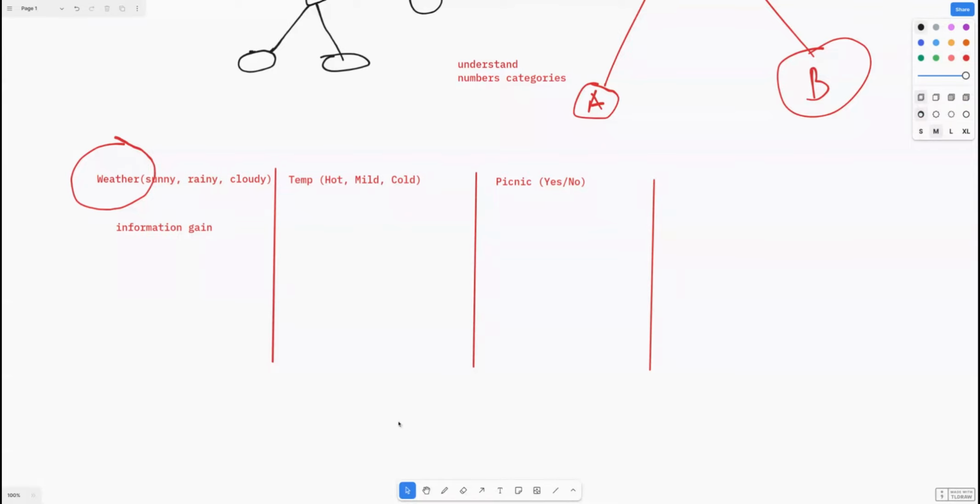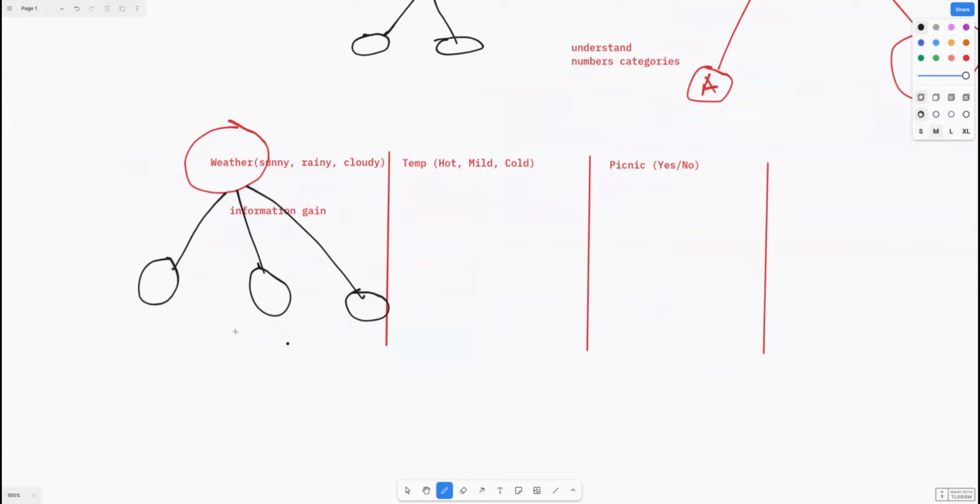Now, once we have decided that we're going to start with the weather, we're going to split this further. And how we're going to split it down, we can split it into the three options that we have for the weather. So we're going to have sunny, we're going to have rainy, and we're going to have cold. Based on these three options, we're going to make a decision. Now, each branch that you see here represents a possible answer for us.